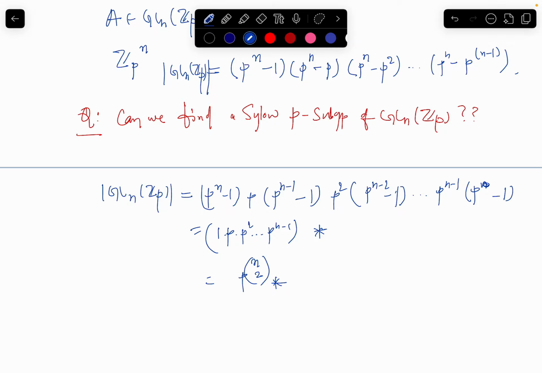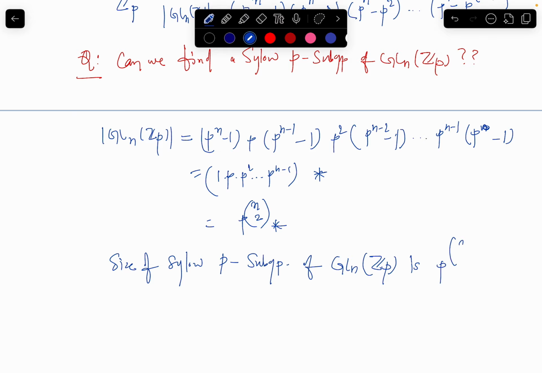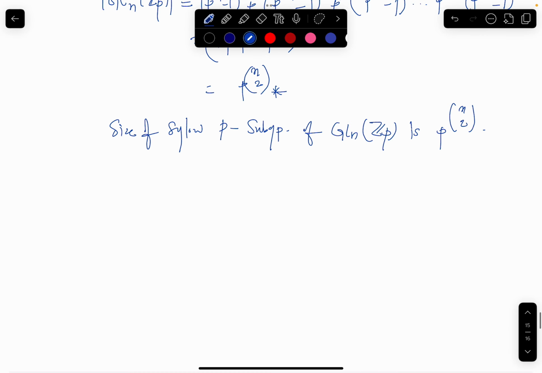So now that means the size of a Sylow p subgroup of GL_n(Z_p) is p^(n choose 2). So the question is, can we find one such subgroup? And yes, it is indeed easy. So here is an example of one such Sylow subgroup.